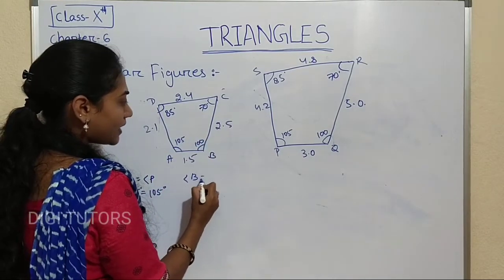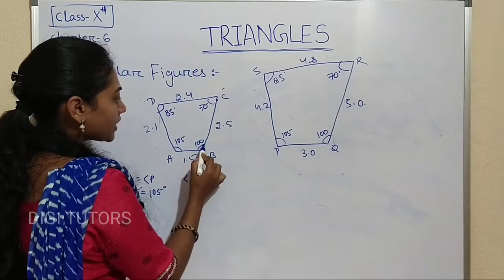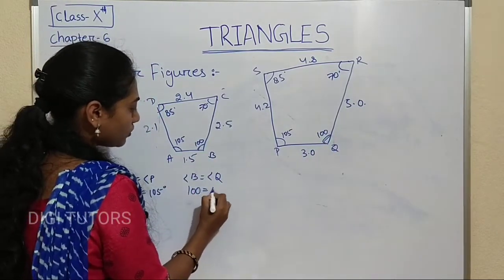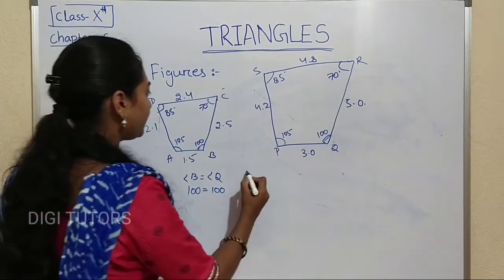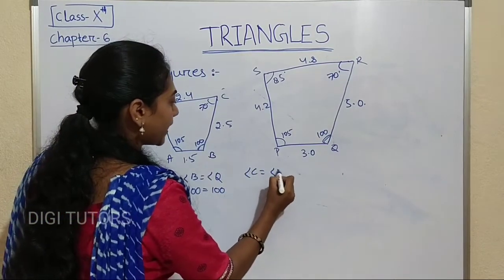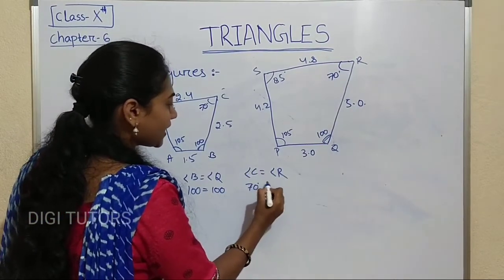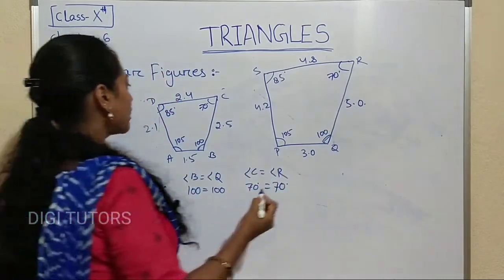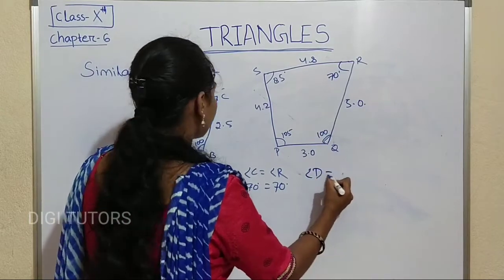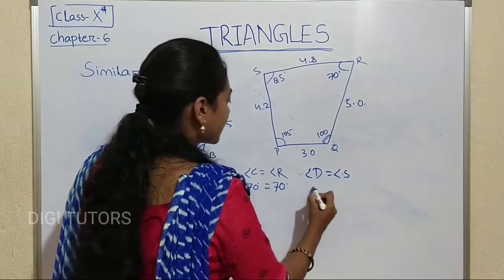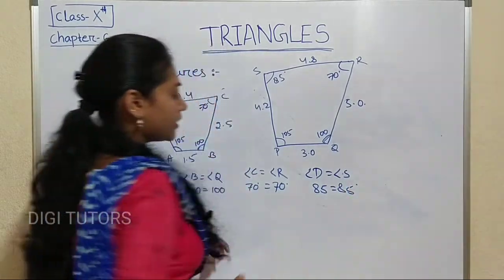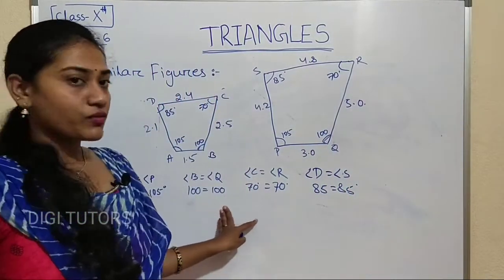Just like that, angle B is equal to angle Q. This is 100 degrees and this is also 100 degrees, so these two angles are equal. Angle C is equal to angle R. It is 70 degrees and this is also 70 degrees. Angle D is equal to angle S. This is 85 degrees and this is also 85 degrees. So this satisfies our first rule.